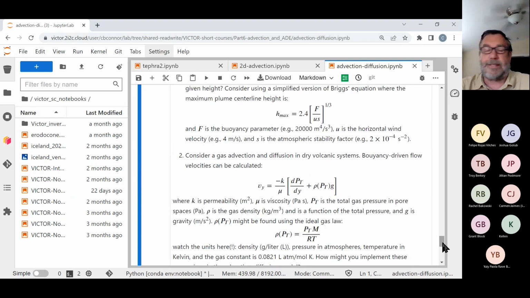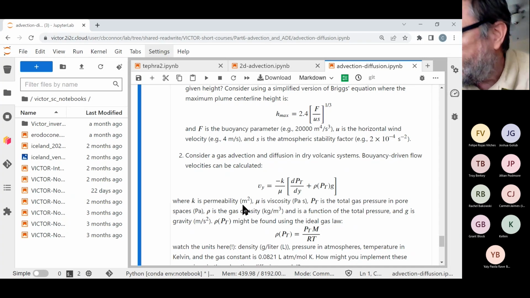You can also consider buoyancy-driven flow directly, where maybe you want to calculate the velocity in the y direction directly. And so you can use this expression, for example, for gas advection through a soil, right? Or through the ground, through the earth. And so K here is the permeability. So permeability's got units of square meters.